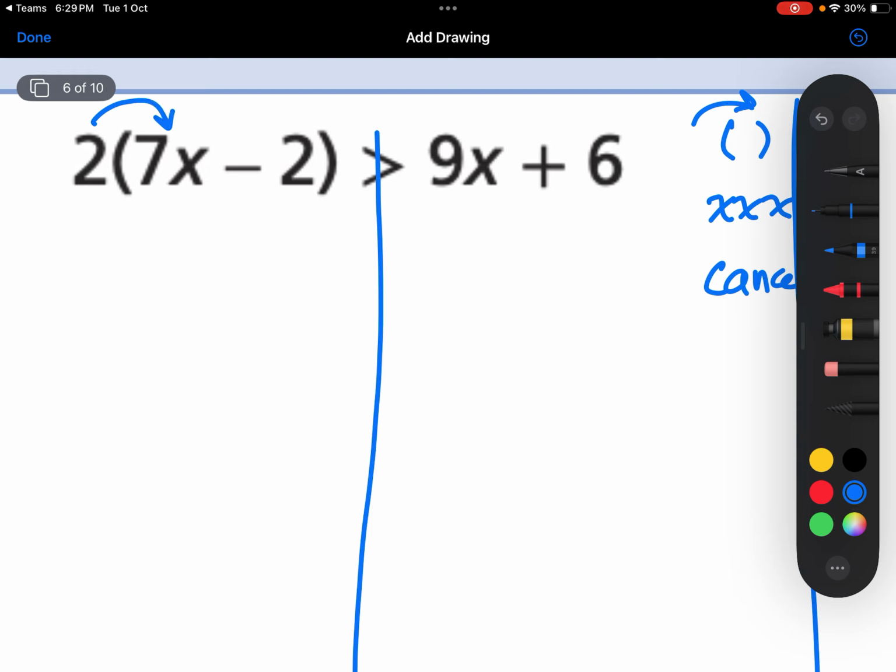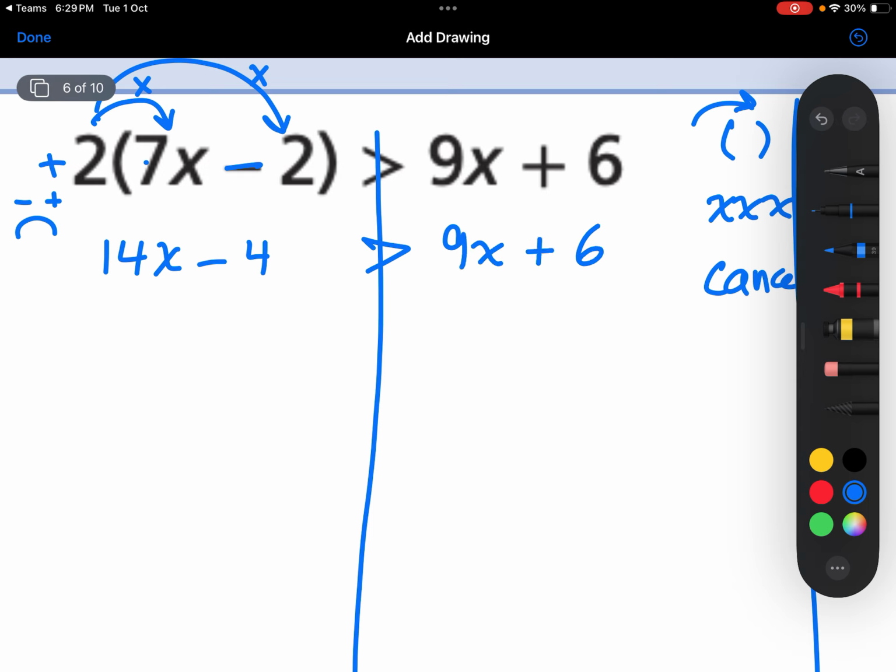2 times 7x. 2 times 7 is 14x. 2 times negative 2. 2 times 2 is 4 negative, because one negative, one positive will give me a negative answer. Write the rest. Now I'm done with the first step.